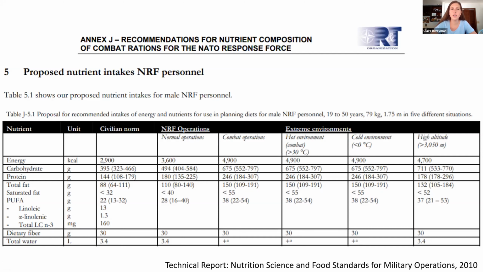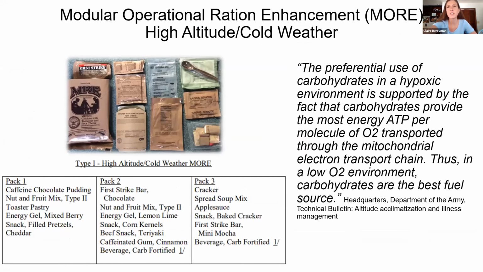And then finally, the US Army has developed a supplemental combat ration that's to be used in conjunction with the normal combat rations. Here in the picture is the US military's MRE package, the combat ration, and the components are also shown here. The supplement ration is called the Modular Operational Ration Enhancement, abbreviated MORE, and this ration supplement is specified for high altitude and cold weather.